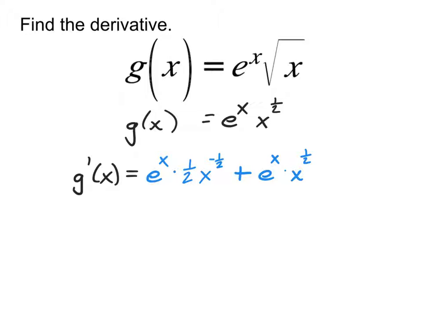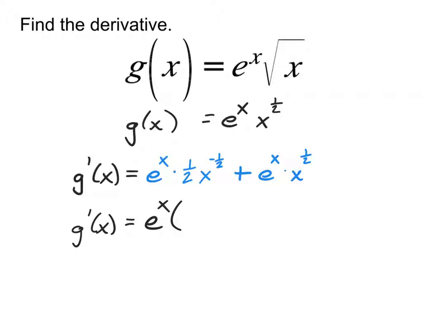Now, could we clean it up? Yes, we can go ahead and clean this up. So g prime of x, if we wanted to clean it up, there's a few different options that you could do. Some of you might be noticing that we can pull that e to the x out of both terms. So we could factor that out if we wanted to. You don't have to, but you can.